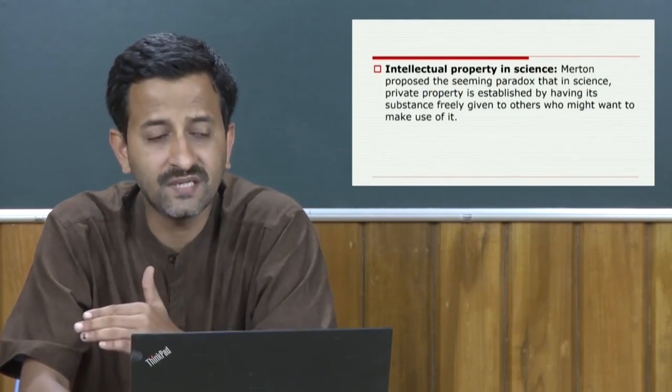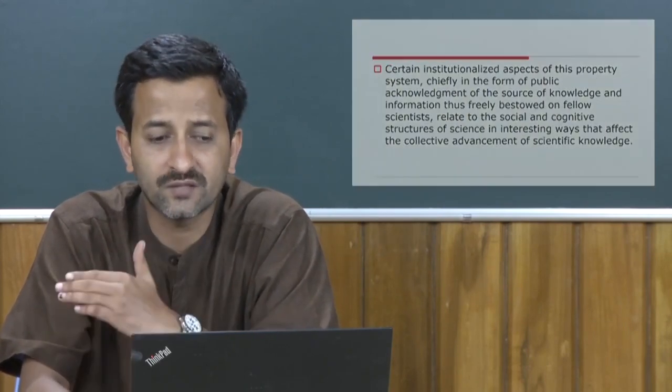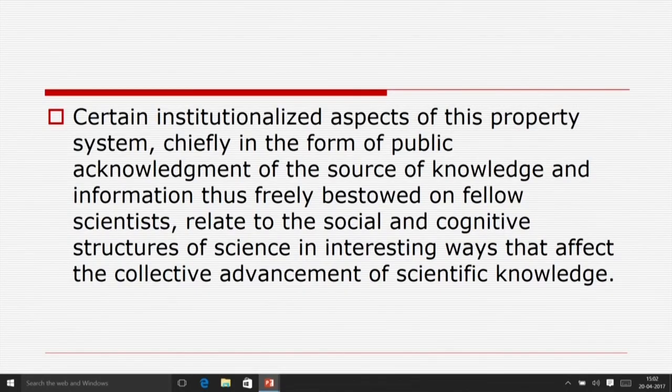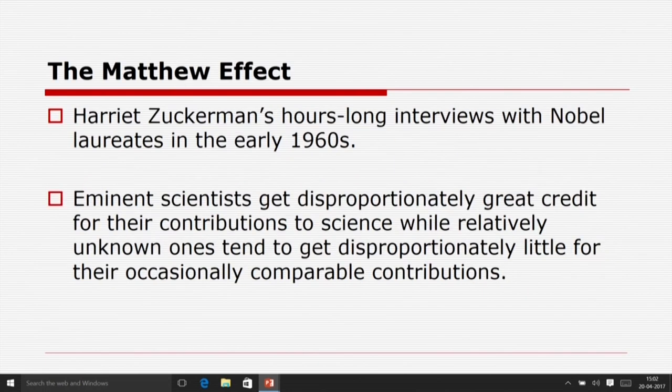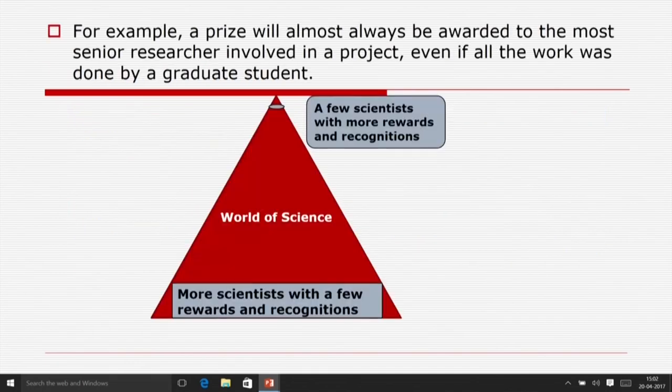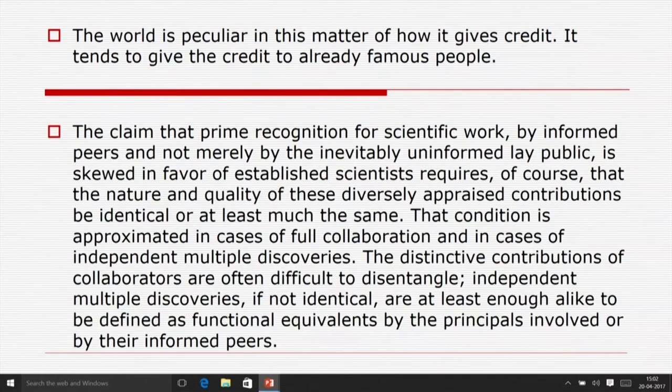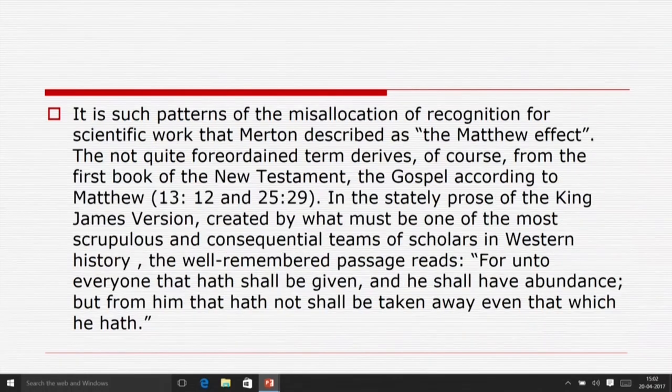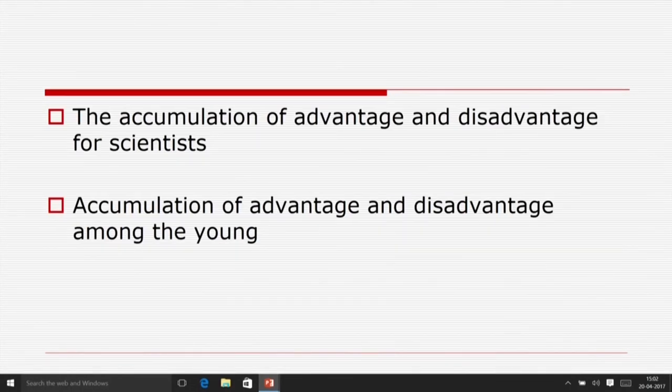Then intellectual property in science: we have discussed how certain institutional aspects of this property system, chiefly in the form of public acknowledgement of the source of knowledge and information, thus freely bestowed on fellow scientists, relate to the social and cognitive structures of science. We have discussed the Matthew effect in its generality. We have discussed the world of science, the way it is structured. We have also discussed how the world of science is peculiar in how it gives credit. It tends to give the credit to already famous people. And then we have discussed the accumulation of advantage and disadvantage for scientists.